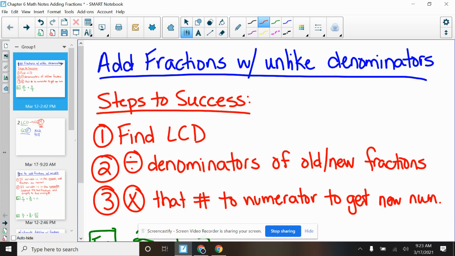And then the final step to success simply says to multiply that number to the numerator to get your new numerator. Okay? So this is the word form. This is like the menu. This is the recipe to help you to add fractions that don't have matching denominators. So now we have to kind of use that and learn from it.